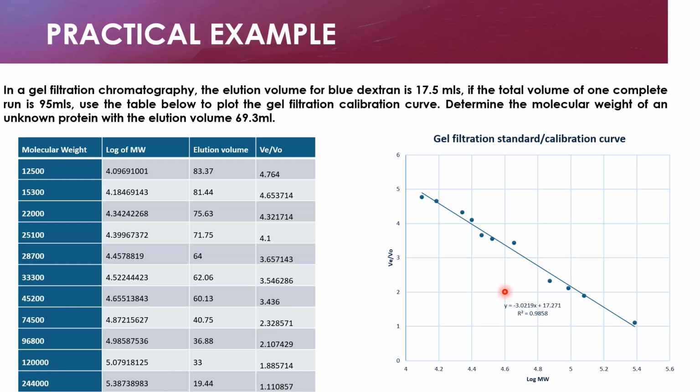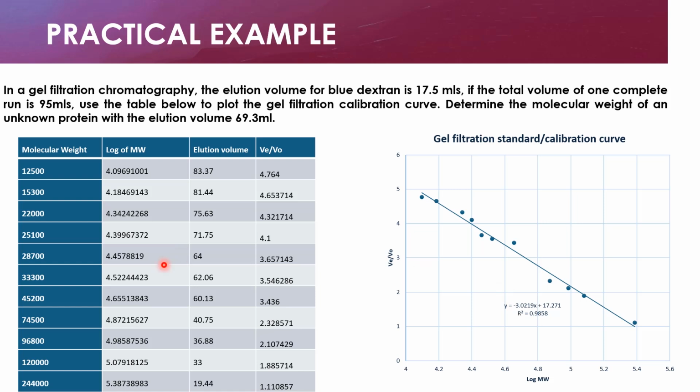So now let's also use the second calibration curve that we plotted, by plotting the ratio of the elution volume to the void volume of the molecular standard weights on the y-axis against the log of their molecular weight on the x-axis, to calculate the molecular weight of the unknown protein in the question.